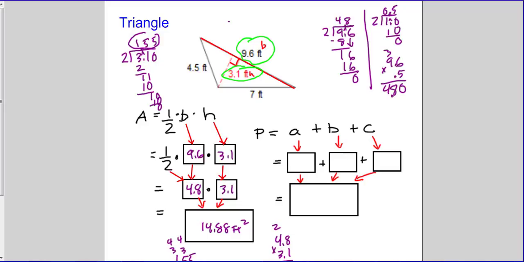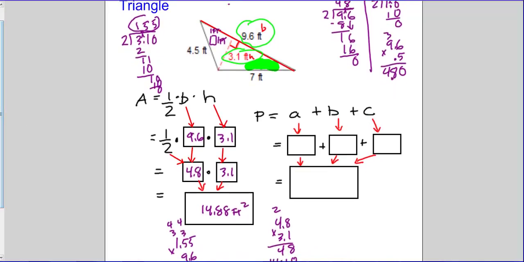And again, what this means is to fill the space inside the triangle, which is the area, I would need 14.88 squares that are 1 foot by 1 foot in dimension. Then the perimeter of the triangle, simply add the sum of the sides. So it's the sum of the sides.